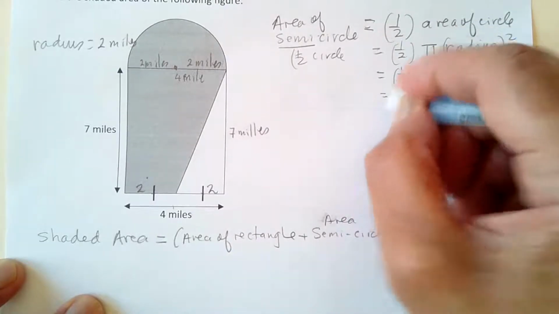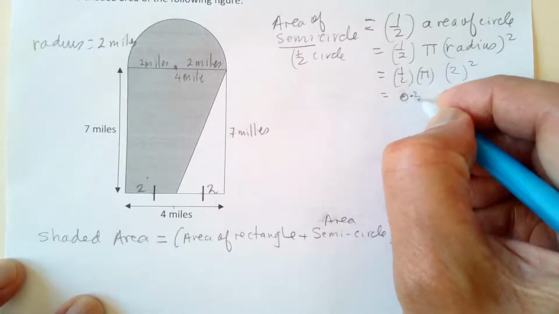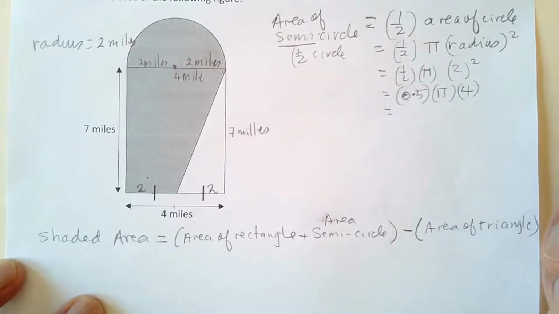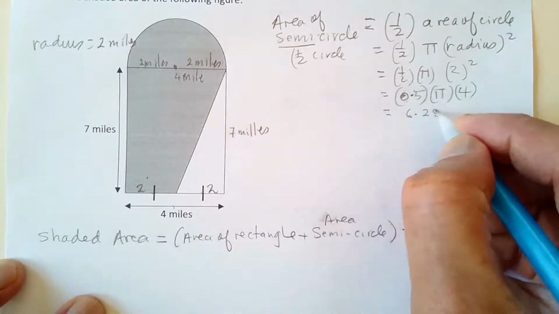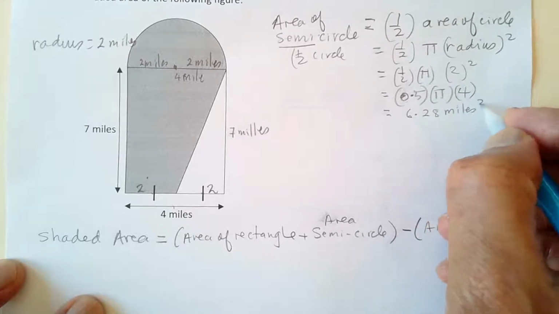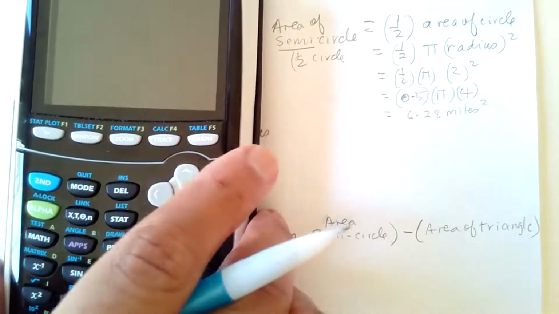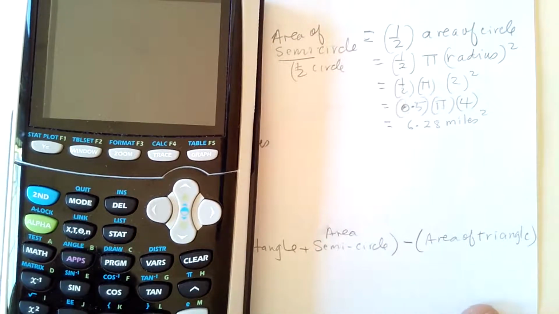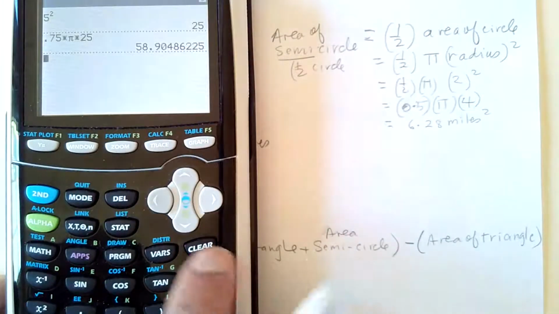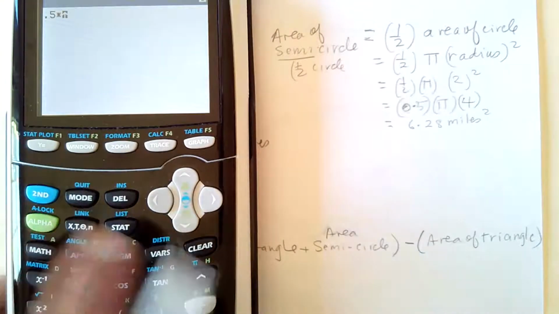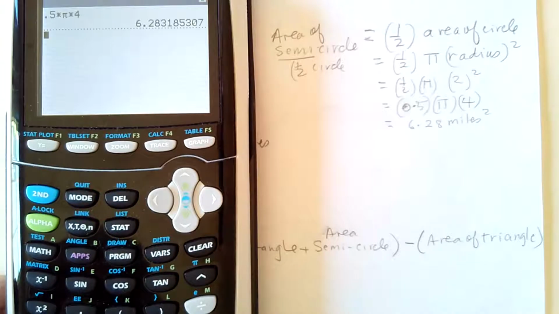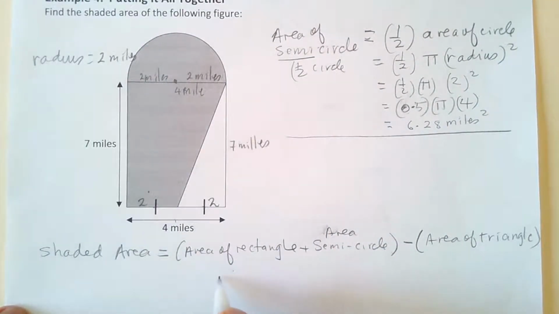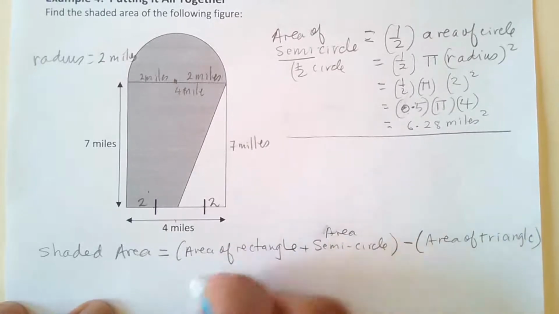We can change this to 0.5. 1 divided by 2 is 0.5 to make it into decimal. 2 to the power of 2 is 4. And we simplify this to be 6.28 square miles. Let's verify that. 0.5 multiplied by pi multiplied by 4 is 6.28. So we can replace that here with 6.28.